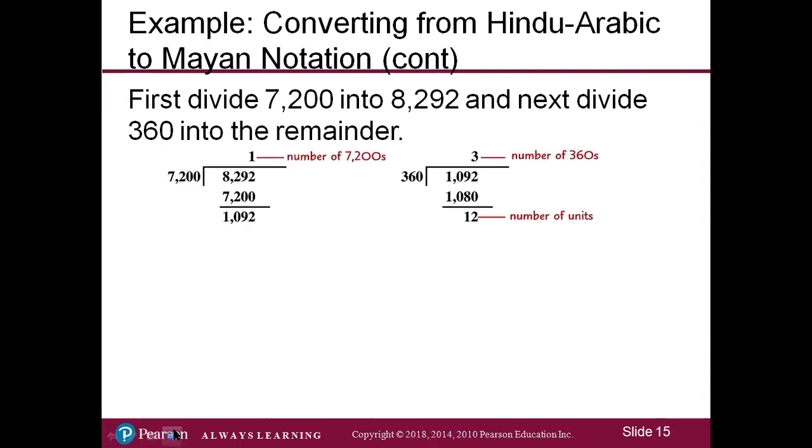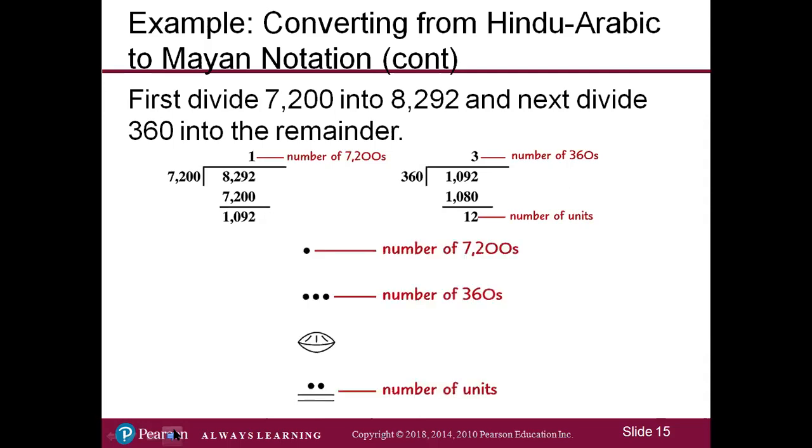So we can get one group of 7,200. We can get then out of the remaining 1,092 three groups of 360. And from the remainder of 12, we can get 12 units. And we write this upwards. See, I knew there was a symbol missing. There's a few symbols missing, so definitely take a look at your book.